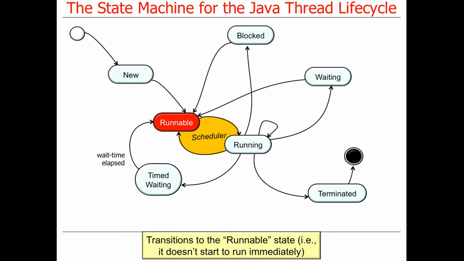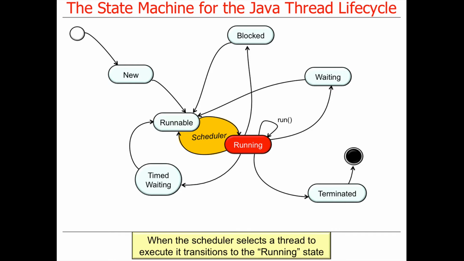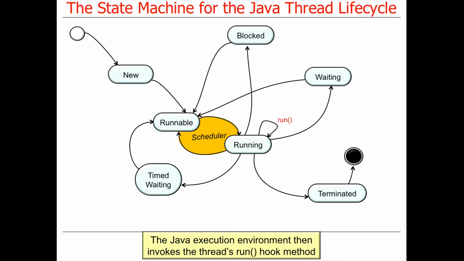Note, however, that the thread does not start to run immediately at this point. It's simply ready to run. The scheduler will then select it when it's time, and it will set the state to the running state, and then it will go ahead and call back on the run hook method, keeping in mind that the run hook method will pick up wherever it left off before, when it went into the timed waiting state.